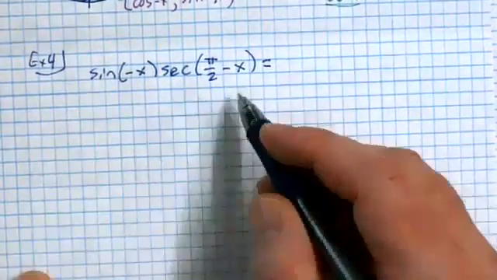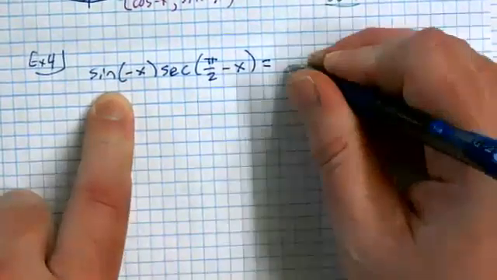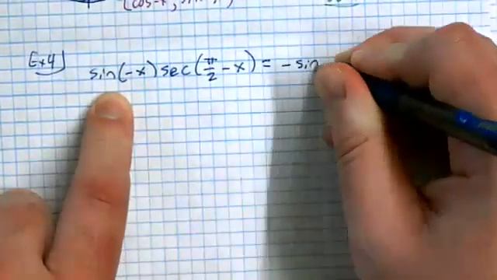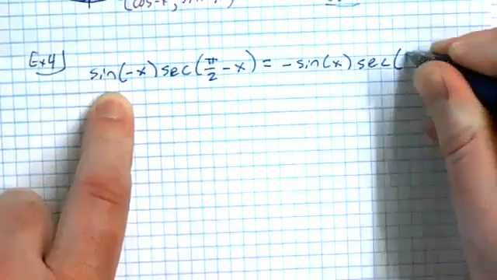So I'm going to leave the secant alone. The sine of negative x is, since sine is odd, going to equal the opposite of the sine of x. And I'm leaving secant alone.